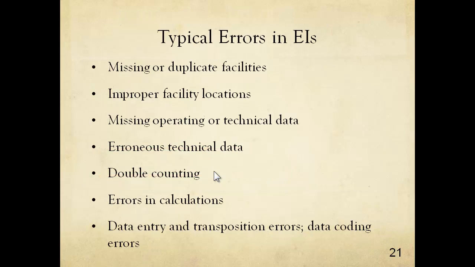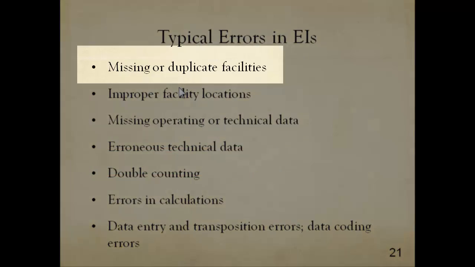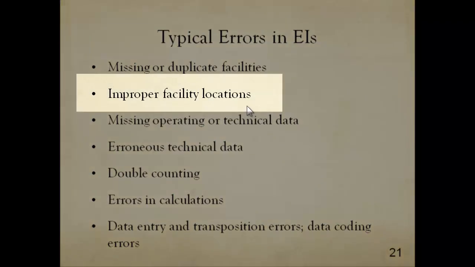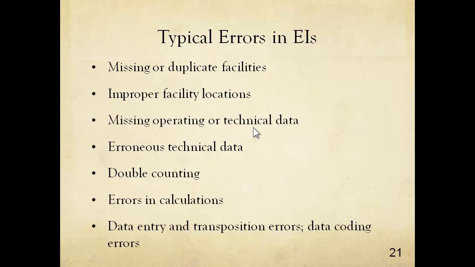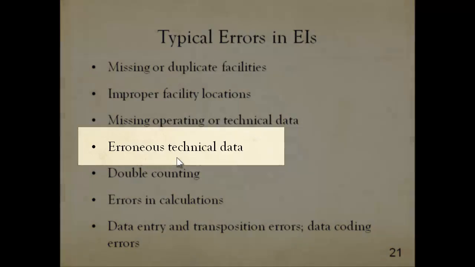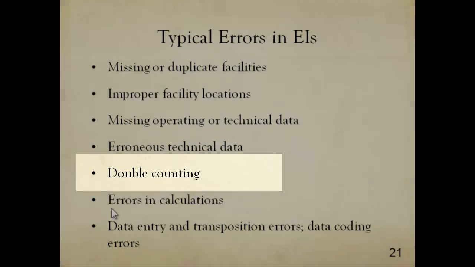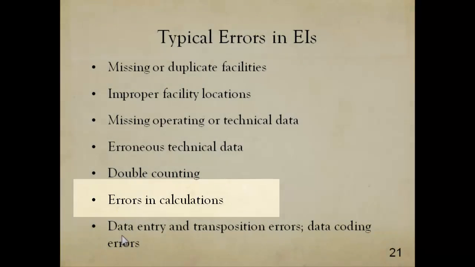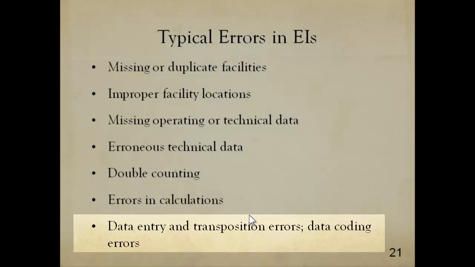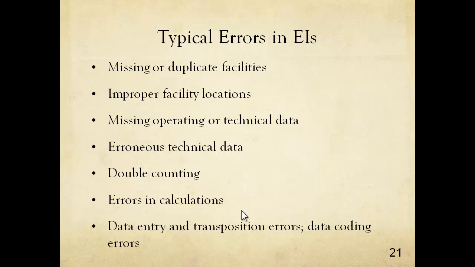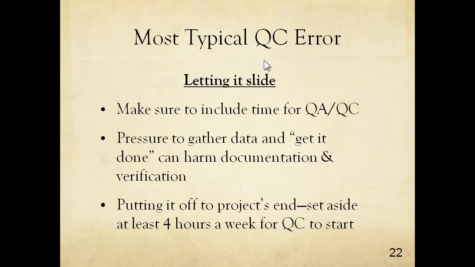Typical errors in emissions inventories: missing or duplicate facilities, getting the facility location wrong, missing operating or technical data that's needed to do the calculations, or just wrong data, double counting, mistakes in calculations, and then data entry or transposition errors where you switch an 8 and a 6, for example, and data coding errors, looking at the different codes for the different facilities. The most typical quality control error is letting it slide.